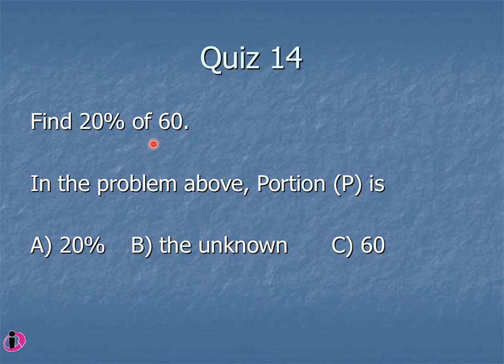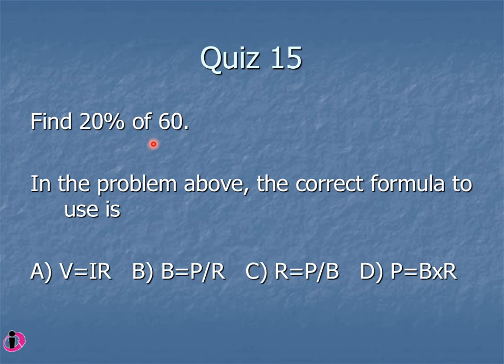And the portion is of course unknown, right? So we don't know the portion. Now we have all these formulas. Which one should we pick, because we don't know the portion? The last one, right? Because the portion is at the left side, which is unknown here. So to get the answer we have to multiply base times rate. We know the base, we know the rate, right?